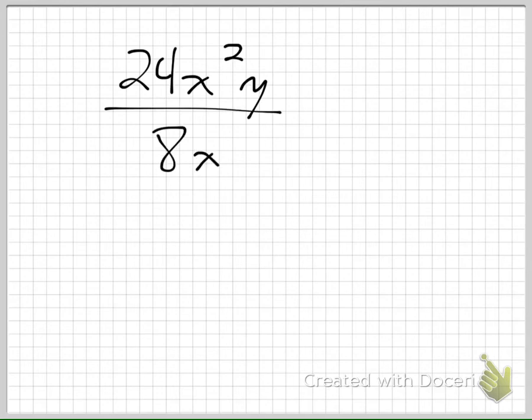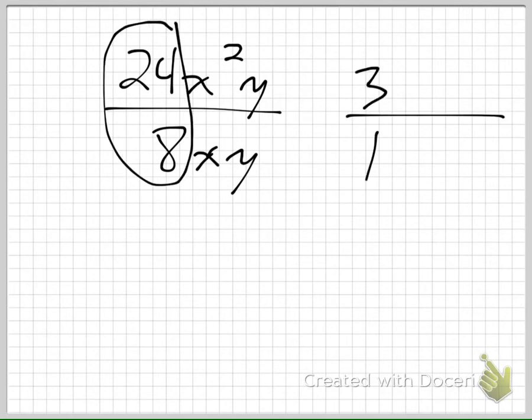No, let's try this one then. Here's a good one. 24x squared y over 8xy. Okay, try that. So you're watching now. Here's the deal. Listen. Take the numbers first. Always do the numbers first. What is 24 over 8? Can I reduce that? That becomes 3 over 1. For now, we'll write the 1. Does that make sense? For now, we'll write the 1.